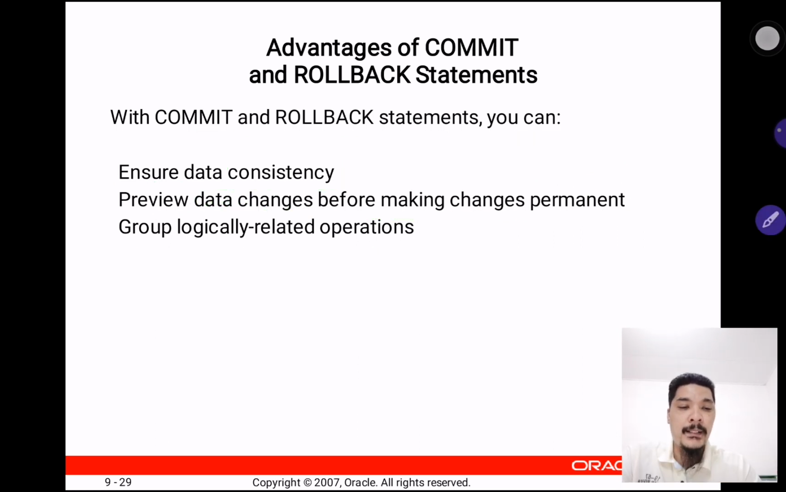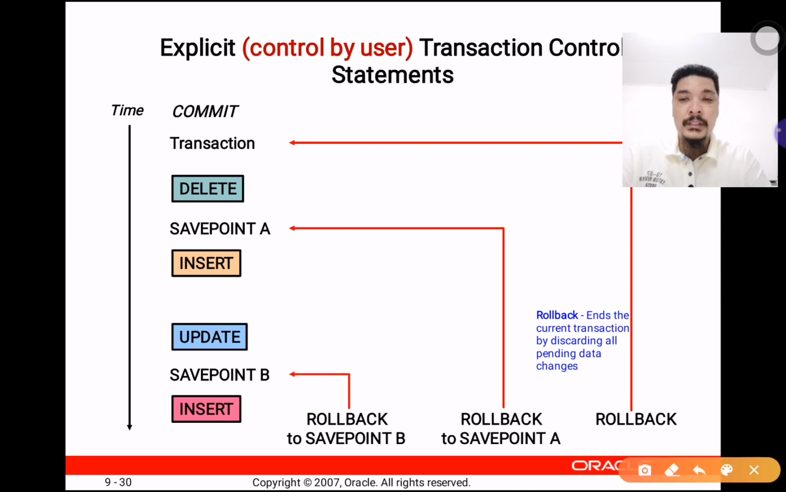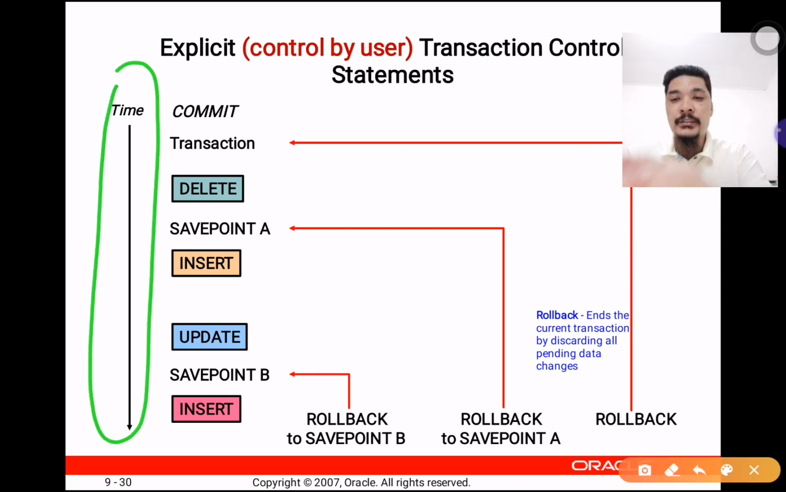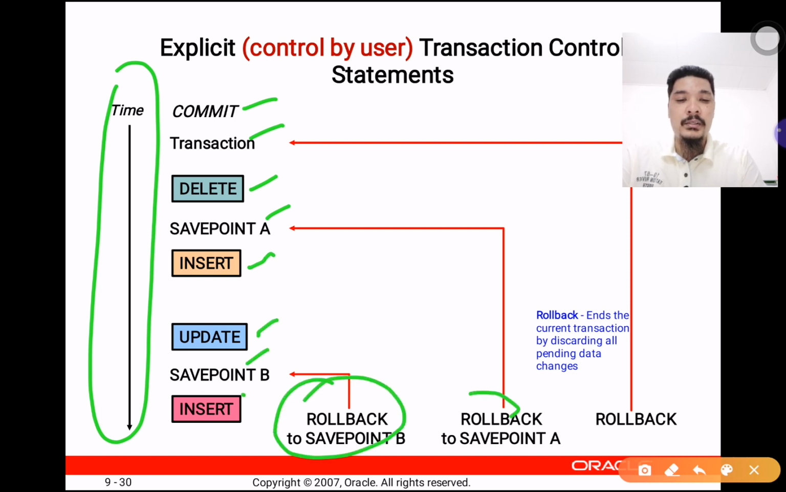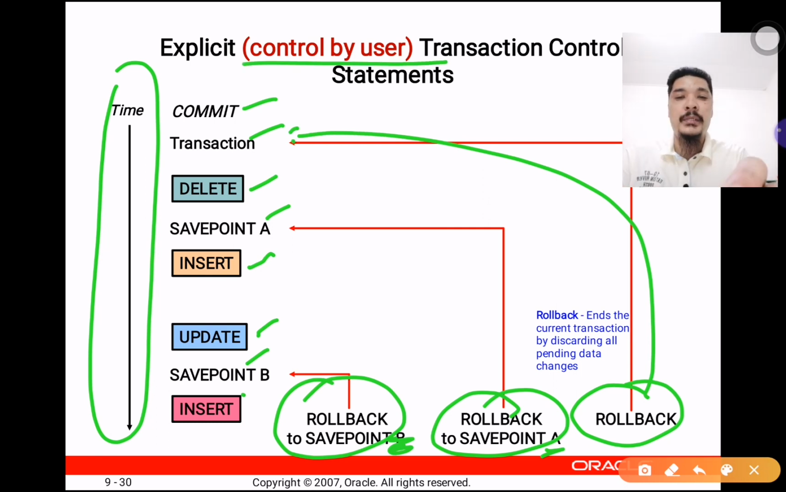So we can preview the data first before we make changes permanent, and group logically related operations. Next, this is the explicit, controlled by user transaction control statement. We have the time here, like the previous examples. We commit the transactions, we can delete, we can put a save point, and we can insert, we can update the save point, and also we can either roll back to save point A, save point B, or roll back to the first transaction.